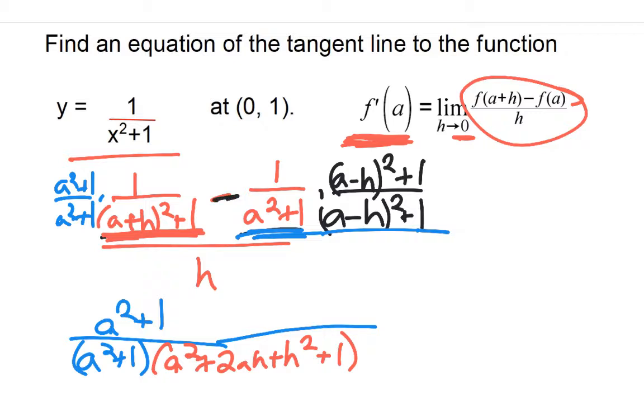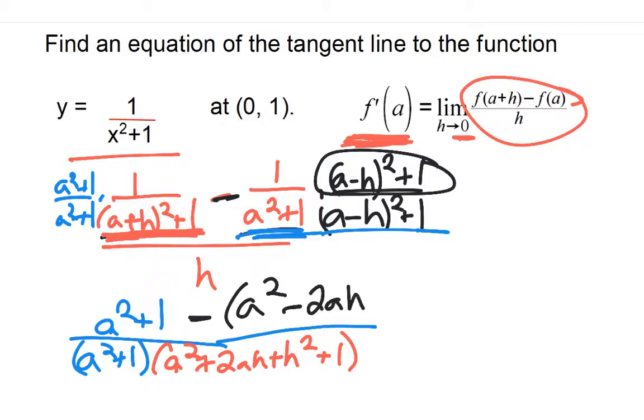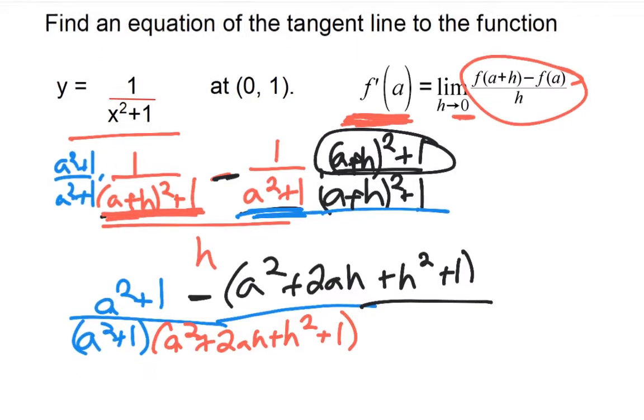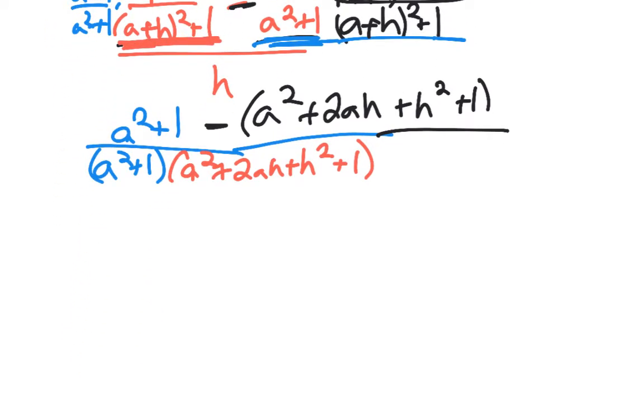So I need to subtract this group right here, and I'm going to do the same thing that I just did in the bottom because it's a minus (a plus h) squared plus 1, so that's a squared minus 2ah plus h squared plus 1. Now I need to be careful because I messed up a little bit. Up here, there should be a plus h in there, so that's a plus. I've got to subtract them. And I get a squared plus 1 minus a squared minus 2ah minus h squared minus 1.